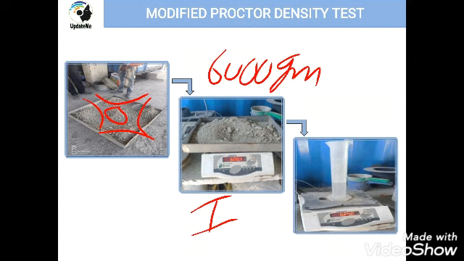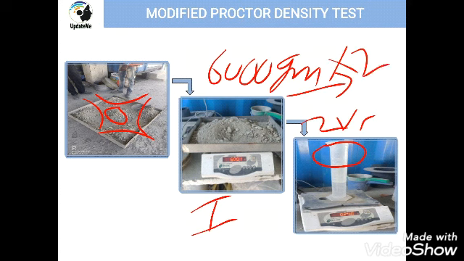Next, we have to weigh the water. Now how much water are we taking? For sandy soil, generally we start from 2% of the soil content, then we increase 2%, 4%, 6%, 8%, 10%. So first, if we are taking 2% of the soil, then how much will it be? It will be 2% of the 6000 gram, so it will come around 120 gram.